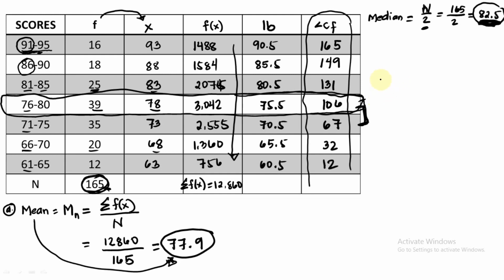The formula in finding the median, M sub D, equals the lower boundary of the median class plus n over 2 minus the less than cumulative frequency, times i, over the frequency of the median class. Then we substitute the lower boundary of the median class. The lower boundary here is 75.5.